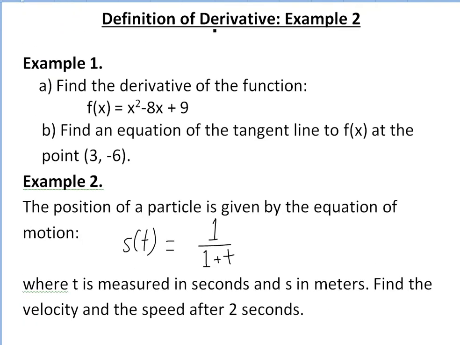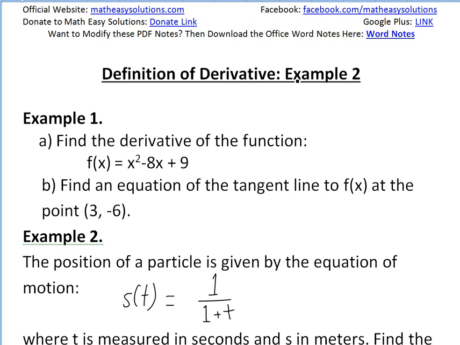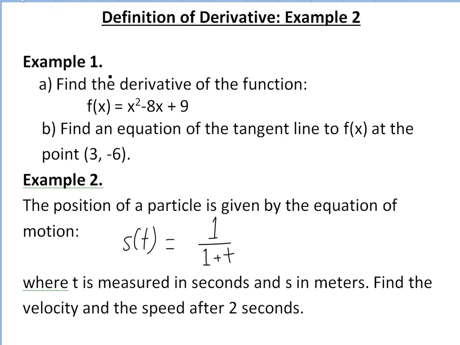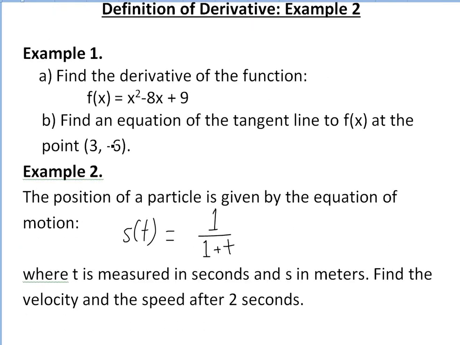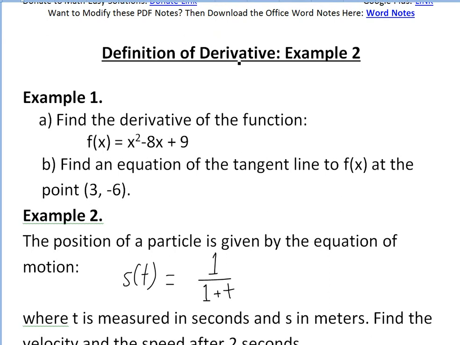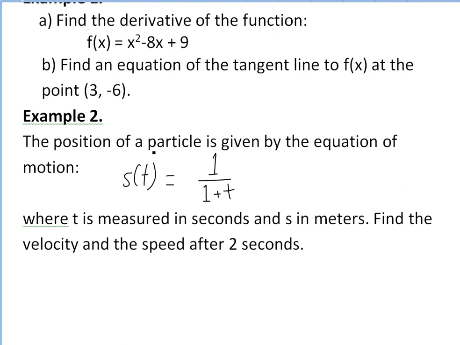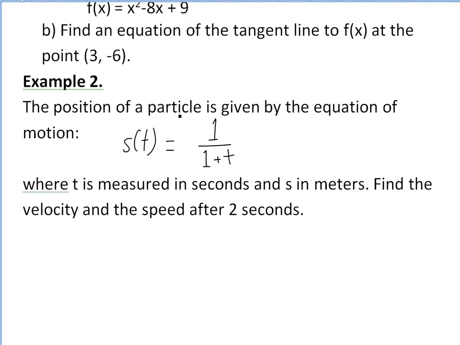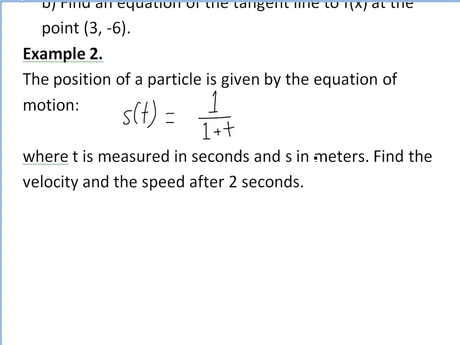Turn to discuss further into the definition of the derivative, and now look at example 2 of the example series. In my last video I went over example 1, and you can see that in the video link below. I also went over the definition of derivative a long while ago, and you can see that in the video link below. So now I'm going to go over this example 2 to help better illustrate the definition of the derivative. This states the position of a particle is given by the equation of motion s of t equals 1 divided by 1 plus t, where t is measured in seconds and s in meters. Now it's asked to find the velocity and the speed after 2 seconds.